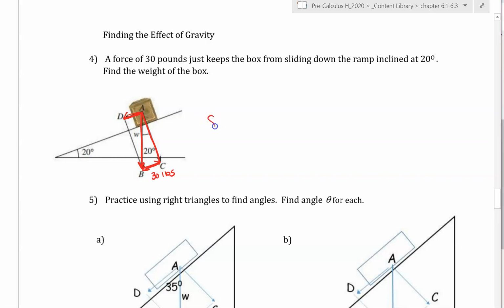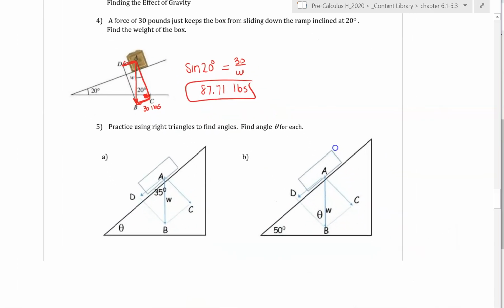So now you could say the sine of 20 is 30 over the weight of the box. Because again, this is a right triangle right here. Sine of 20 is opposite over hypotenuse. Okay, so you could find 87.71 pounds.